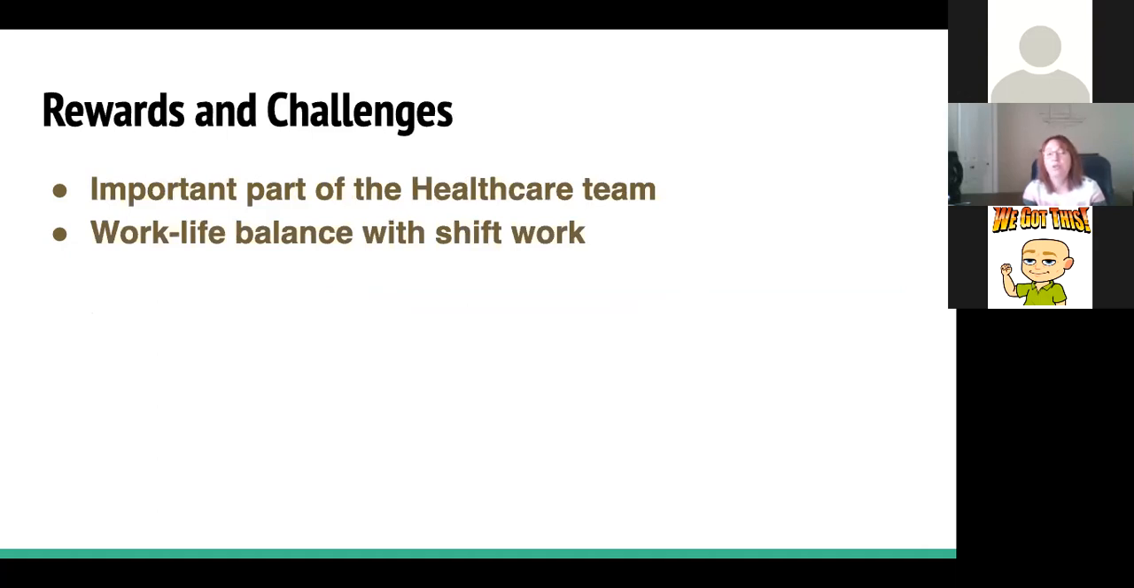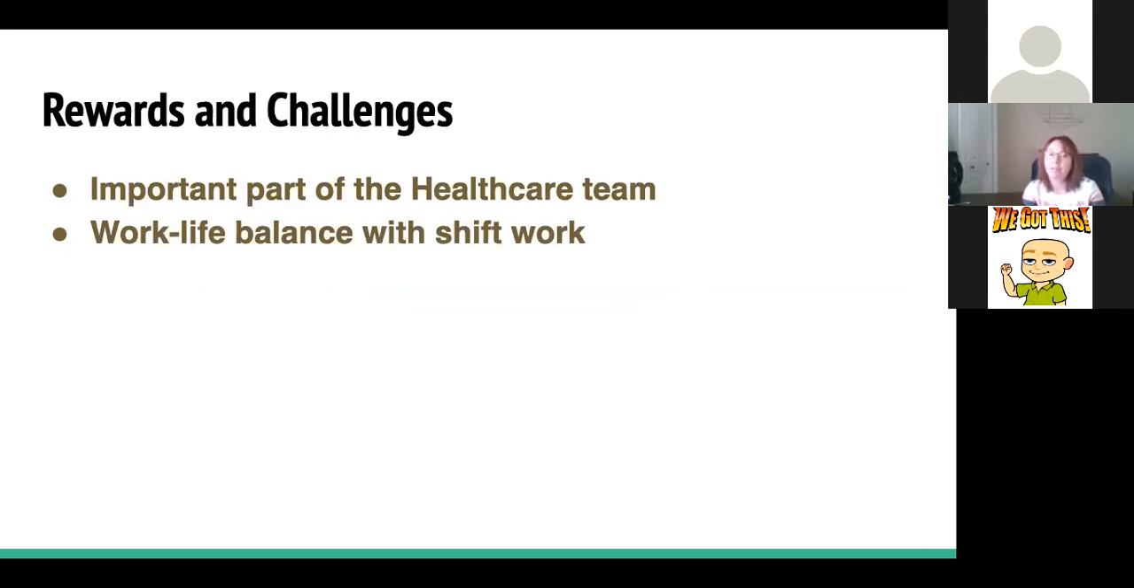You're an important, vital part of the healthcare team. And as we are in COVID right now, the MLTs test for COVID. And so you can see how we are an important part of the healthcare team. How many tests are run on COVID are reported daily. So it's an important part of the healthcare team.